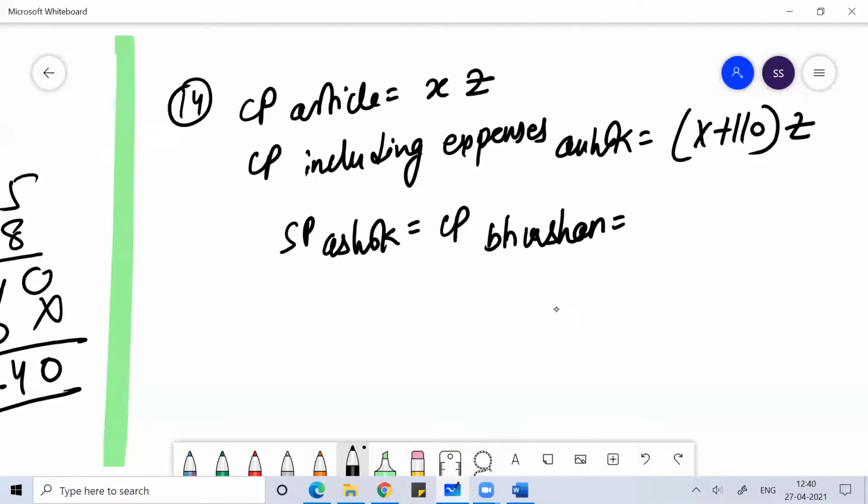I told you already in the past, if you are getting 20% profit, the selling price will be 1.2 into (x plus 110). The selling price of Ashok is the cost price of Bhushan. If your cost price is A and you are getting 20% profit, your selling price will be 1.2A.